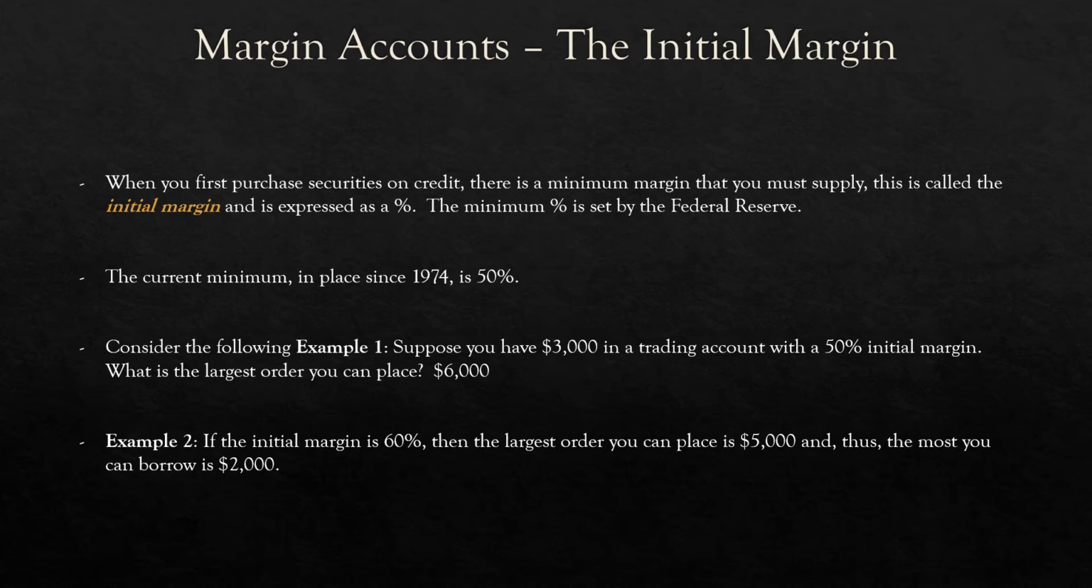So consider the following example. Suppose you have $3,000 in a trading account with a 50% initial margin. What's the largest order you can place? Well, if the $3,000 is your margin of the 50%, then you can make a purchase of $6,000. So there's your 6 right there. Another example: if the initial margin is 60%, then the largest order you can place with that $3,000 is $5,000, and thus the most you can borrow is $2,000.